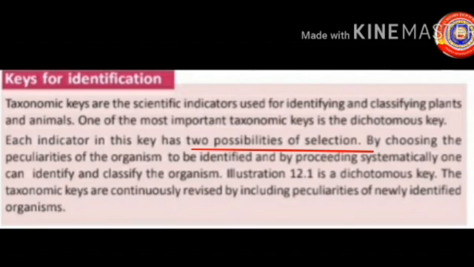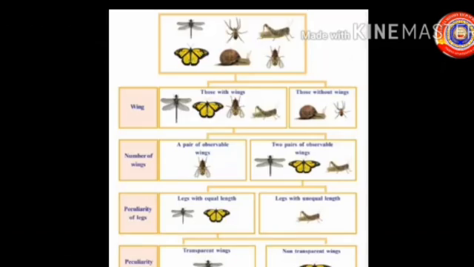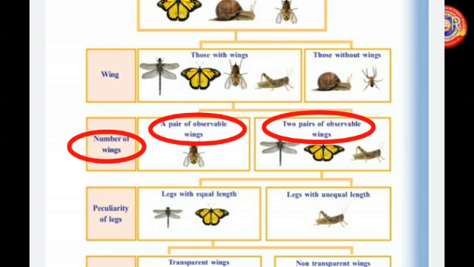The first one is by choosing the peculiarities of the organism to be identified. The second one is by proceeding systematically, one can identify and classify the organism. This illustration is an example for dichotomous key. Example, number of wings, those with a pair of wings and those with two pairs of wings.